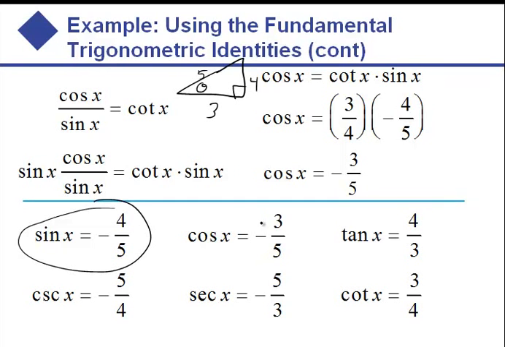And now all of these are built off of this triangle, and you just have to pay attention to plus and minuses based on what they told you. Okay? Simple stuff.